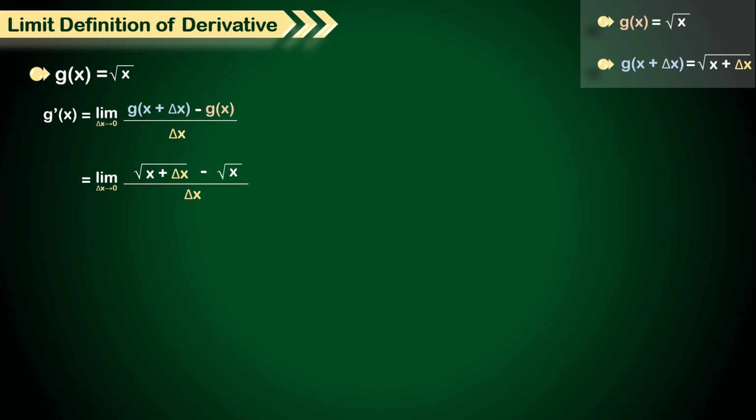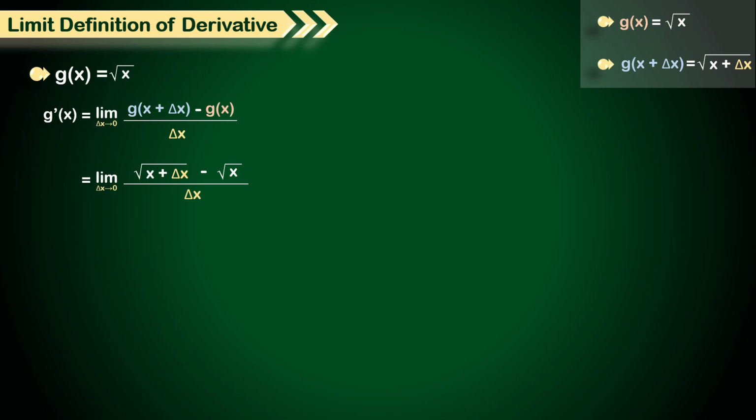Observe that when the limit is applied in the denominator, it will be 0 and the whole expression will be undefined. In this case, we need to eliminate delta x before applying the limit. The question here is, how can we eliminate delta x? Unlike in the previous videos, the numerator here is not factorable. What can we do to manipulate the expression?